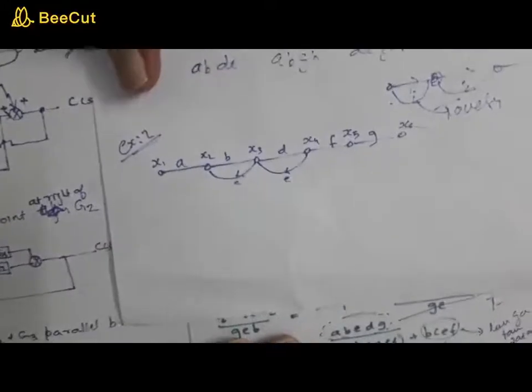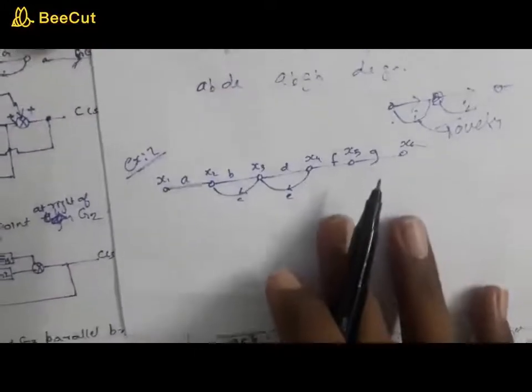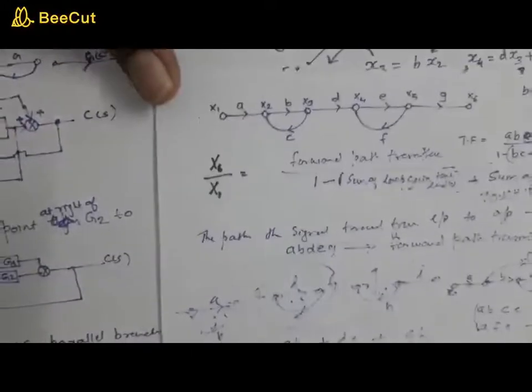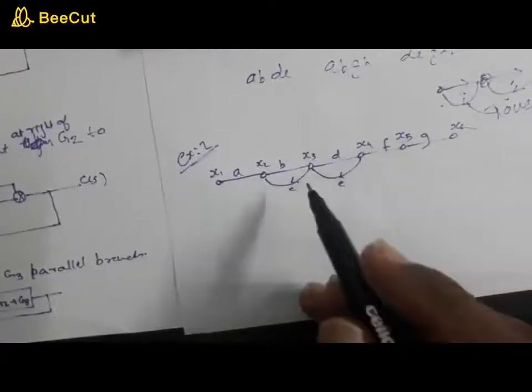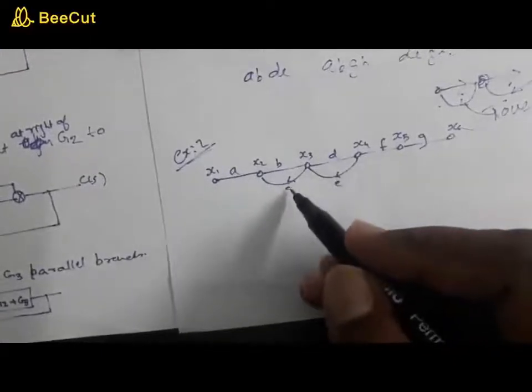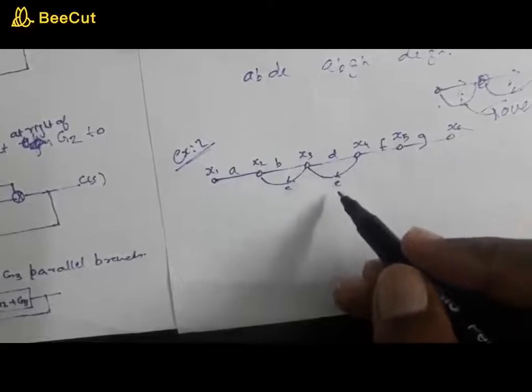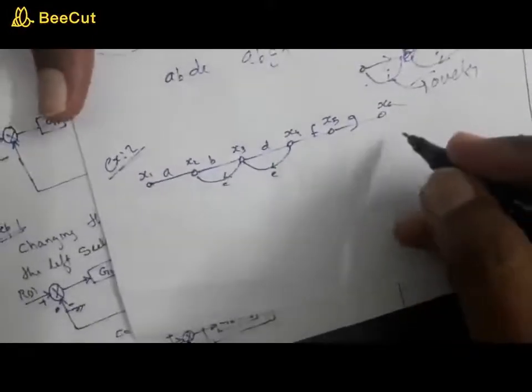Now I'm going to consider another example. It is similar to this graph. What is the difference? The only difference is you have 2 closed loops, one with the transmittance BC, the other with the transmittance DE. Now let's start in a different way. So far we studied 2 terms, the forward path gain and the loop gain. Now let us write down the forward path gain. How many forward path gains do you have? Only one forward path.